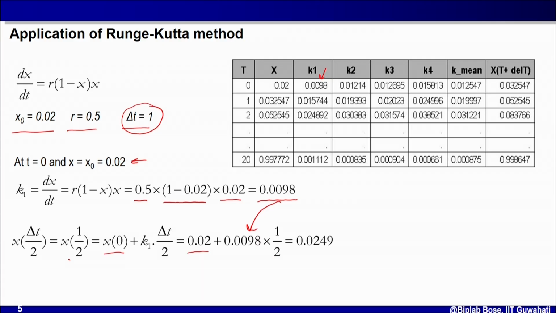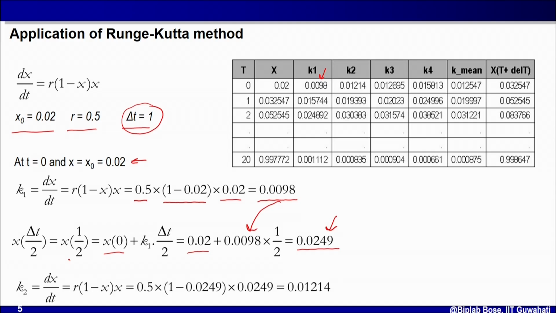1 is delta t, that is 1 by 2. That gives me a value 0.0249. So I got a point from delta t by 2 away from time equal to 0, and the value of x I have calculated at that point, that is this one. I want to draw a line there having a slope equal to dx dt, and the slope there will be k2. dx dt is equal to r into 1 minus x into x.